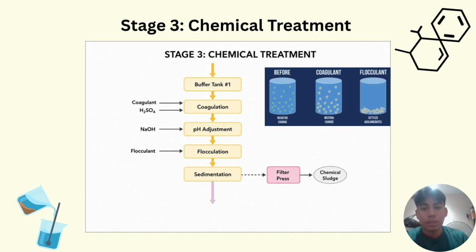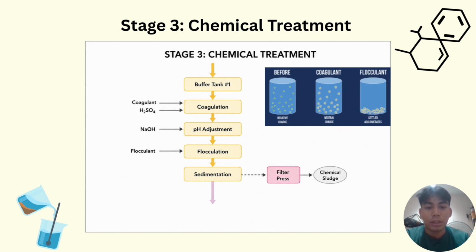Continuing on with the third stage, which is the chemical treatment stage. After exiting stage two, the wastewater will go into a buffer tank, also known as an equalization tank. The main purpose of it is to equalize any variables in order to create an optimum amount for the chemical treatment to undergo.